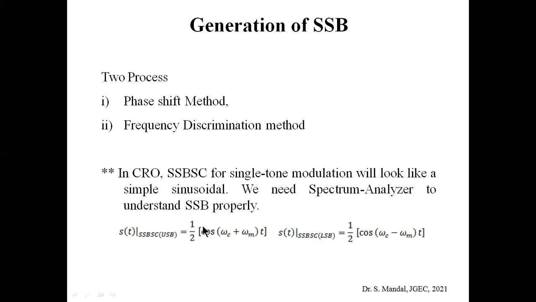You can see that the equation for the SSB SC for USB is cos of omega c plus omega m into t. That is nothing but, if the value of omega c is 100 and the value of omega m is 1, that means this will be nothing but cos 101 t. And similarly, the SSB SC for LSB will be cos 99 t. So both are nothing but a simple sinusoidal. So in CRO, it will look like a simple sinusoidal signal, like either the carrier signal or message signal.